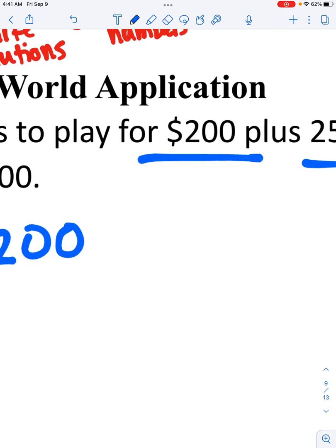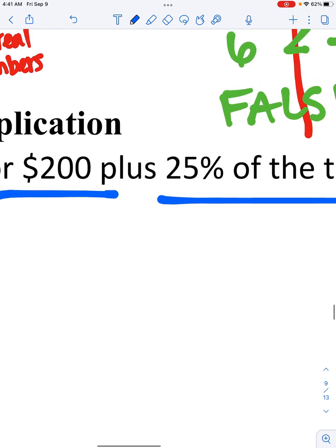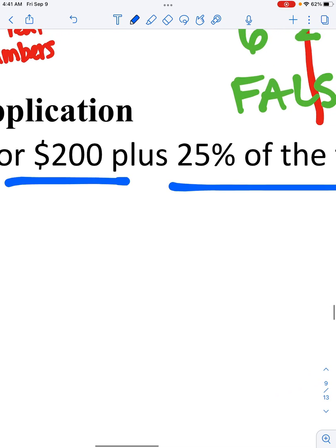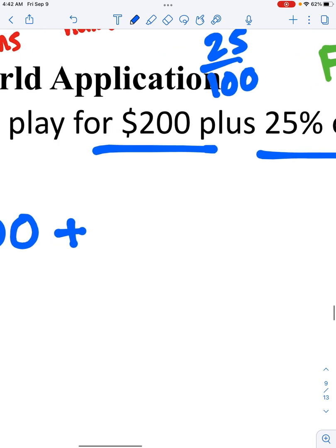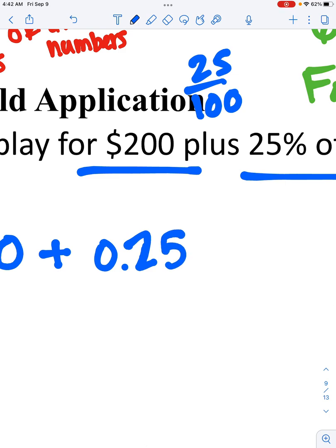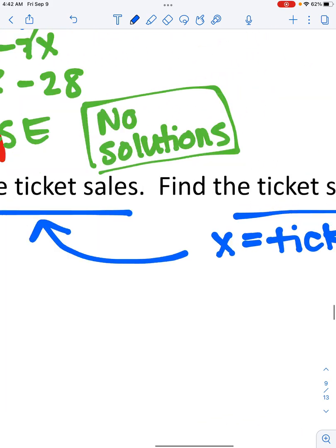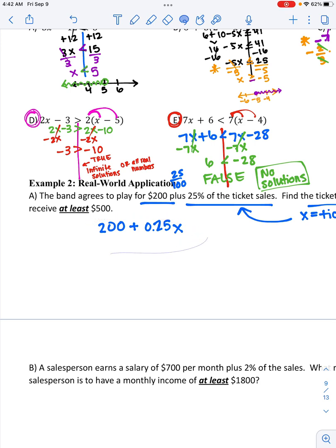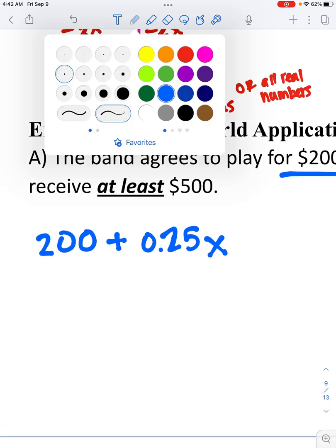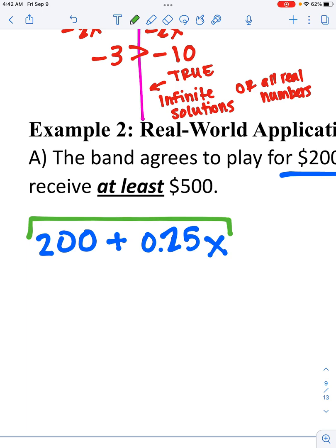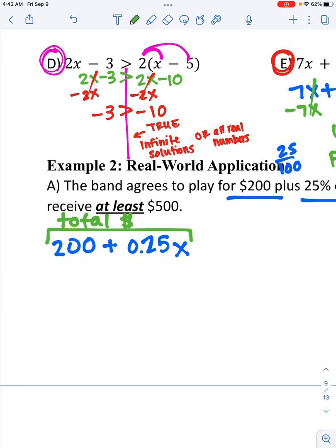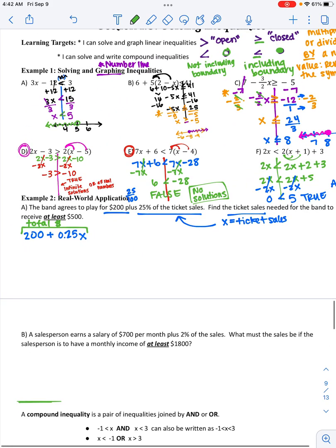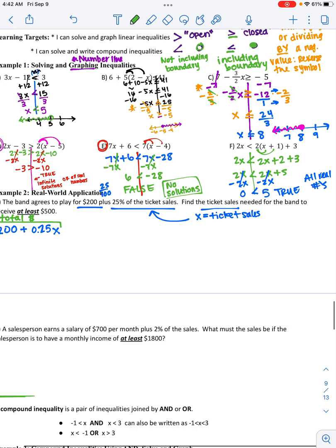So the band will make $200 plus 25% of, so we turn 25% into a decimal. 25 divided by 100 would be 0.25, and we would multiply that by the number of ticket sales, which we don't know, that's our X. So we just multiply 0.25 times X. So this piece right here will represent the total money that the band will make, so $200 plus 25% of the ticket sales.